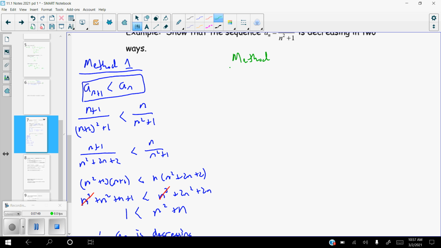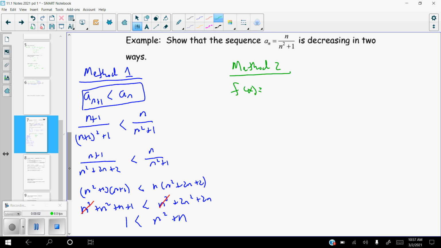But this other one might make much more sense because it's based more upon the calculus that we've been doing. So if instead we let our function f of x equal the a sub n as if it was a function, so that would be x over x squared plus 1, how do we show that a function is decreasing? We would take its derivative and show that the derivative is less than 0. Same concept. So let's take the derivative. This is going to be a quotient rule, so the derivative of the top is 1 times the bottom minus the derivative of the bottom, which is 2x times the top, over the bottom squared.